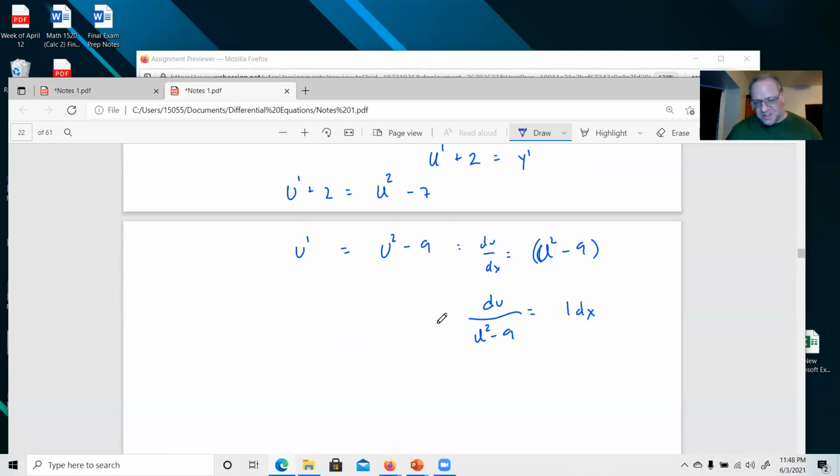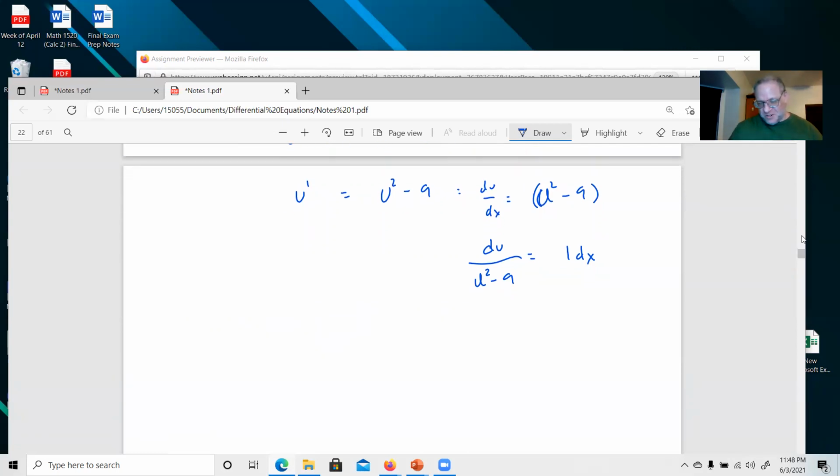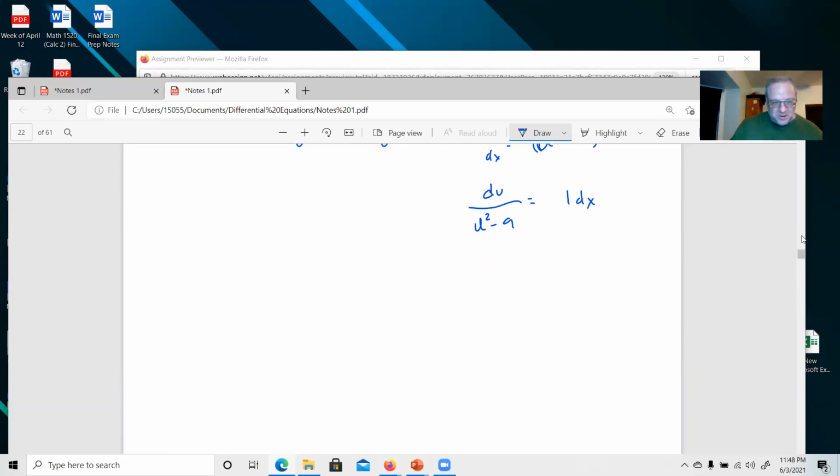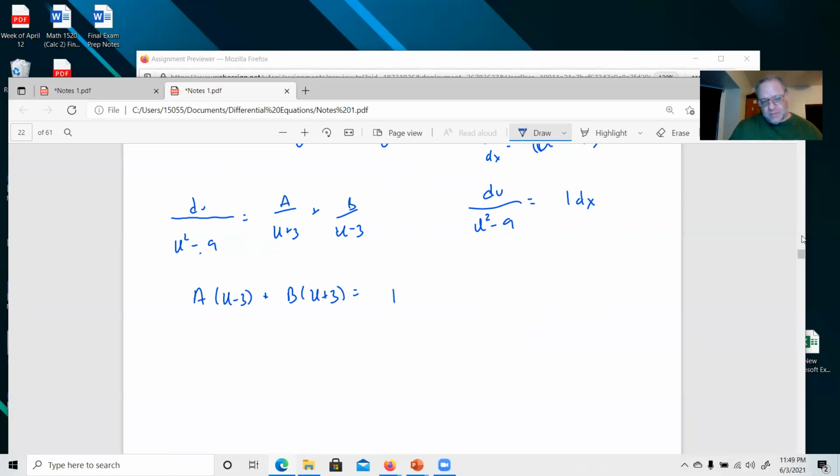That's a physics integral. You gotta love those. This side, not a physics integral. Now we have partial fractions here. So we have 1 over u squared minus 9, and we are saying that that is equal to a over u plus 3 plus b over u minus 3, because we can factor this. I'm not really going to worry about the du. I'm just going to say we have a(u minus 3) plus b(u plus 3) is equal to 1. We're going to have a du at the end of this, but we're not going to worry about that.